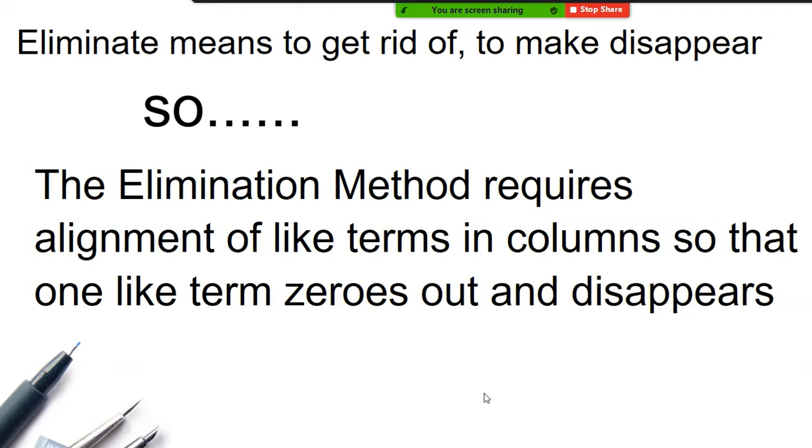The elimination method, you should be writing this down in your notes, requires alignment. Alignment means like when your tires are in alignment, it means that they're going straight, all in a row or in columns, okay? Like terms are either your x's, your y's, or your constants. You have variables and constants, okay? And we're going to align them in columns so that one of them zeroes out and disappears. You should have that written down by now.